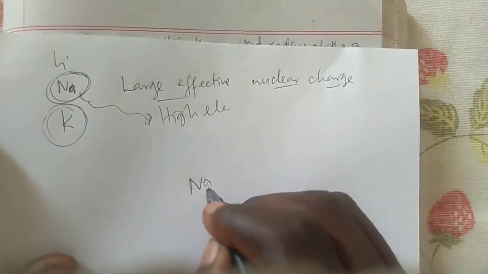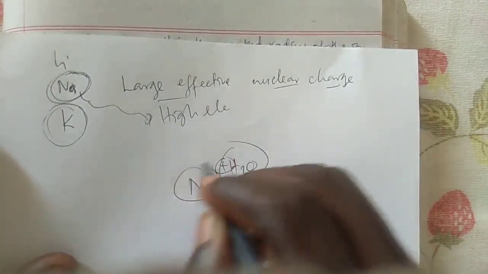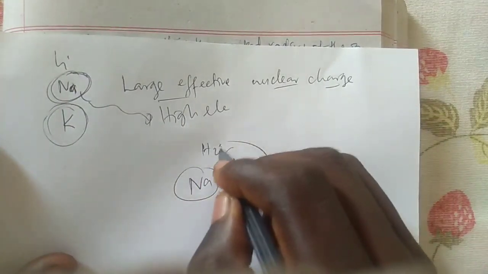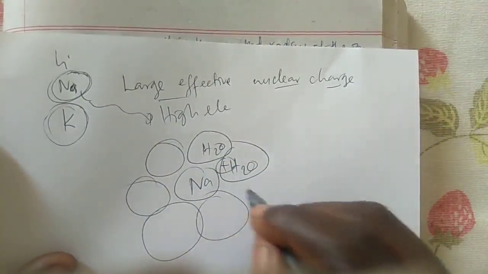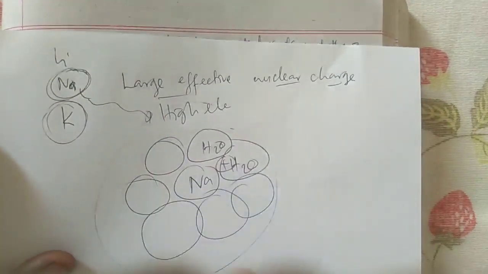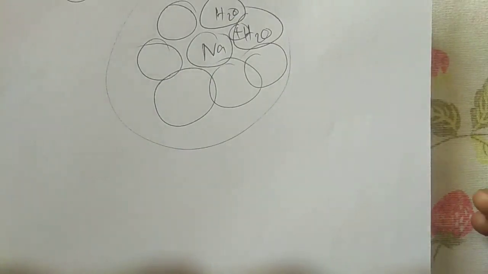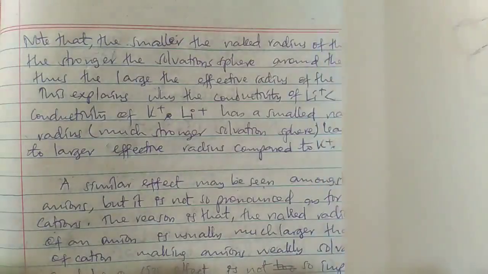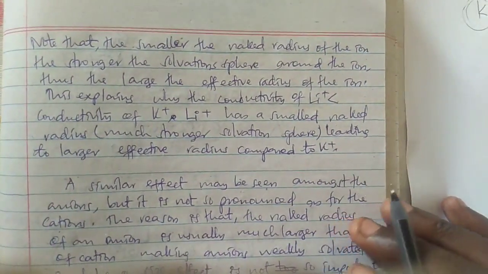So sodium ikikaa hapa itavuta water wengi. Wakishakuwa water wengi, wataongeza the solvation radius, utajikuta radius yake ni kubwa as compared to lower elements ambazo hazitaweza kuvuta water nyingi. So radius yake itakuwa ndogo. Lower elements, they will not be able to attract a lot of water. It's because of the low electronegativity of these elements as we are moving down the group.